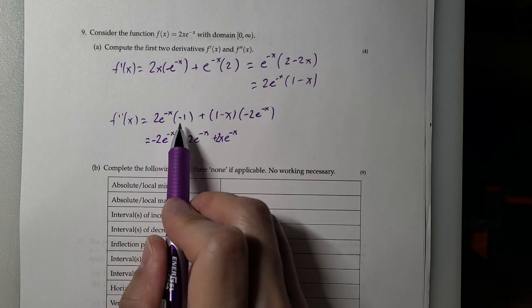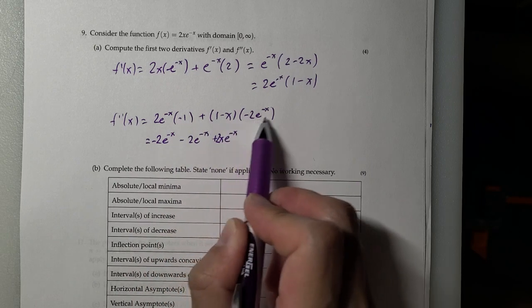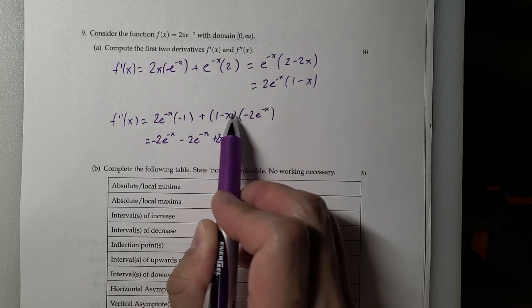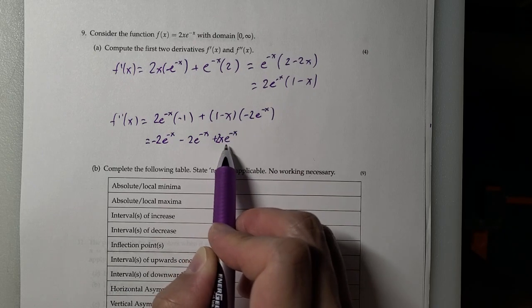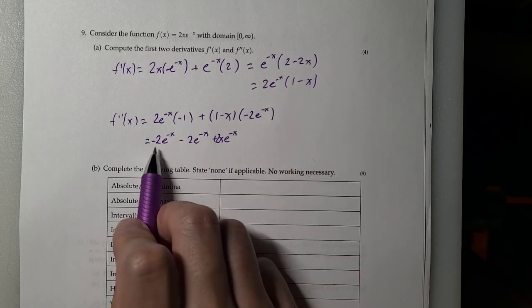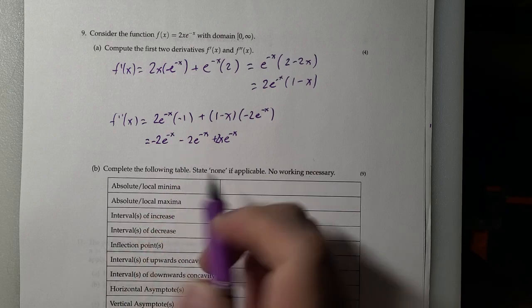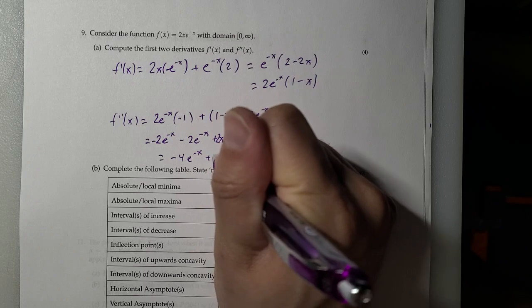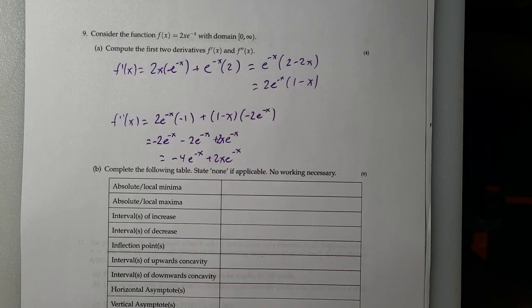Let's check I did this right. Minus e to the minus 2x, that's fine. Distribute this guy to here, that's just minus 2e to the minus x. Distribute this guy to here, that's plus 2x e to the minus x. That looks right. This would be minus 4e to the minus x plus 2x e to the minus x.